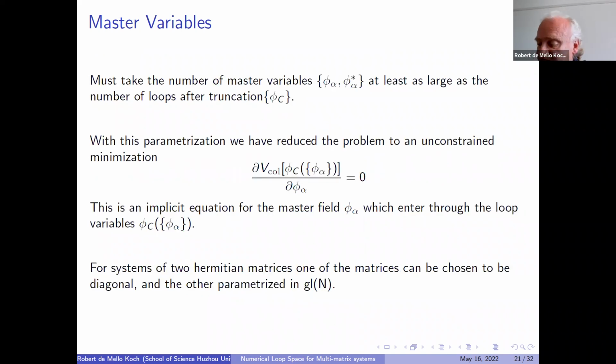So we need to take the number of master variables to be at least as large as the number of loops after truncation. And then there's no issue. We just do a normal unconstrained minimization. The way that we'll choose our master variables, we can always choose our basis so that one of the matrices is diagonal, and then the other is just a matrix of n squared independent matrix elements. So that's the parameterization we'll choose for the master variables.